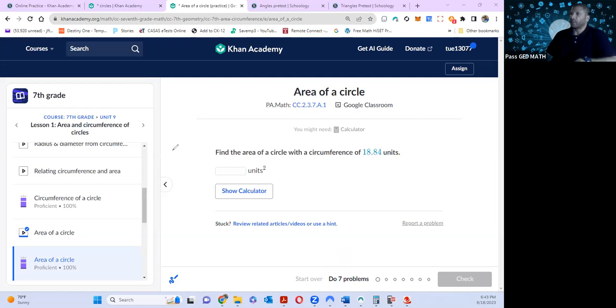So, they want to know the area of the circle. They gave us a circumference equal 18.84. So C equal 18.84. What do I need for the area? I need to know what R is. So from the circumference, I know the formula of circumference. So C equal D times pi. So I'm going to substitute that in because I know what the circumference is. So 18.84 equal D times pi.